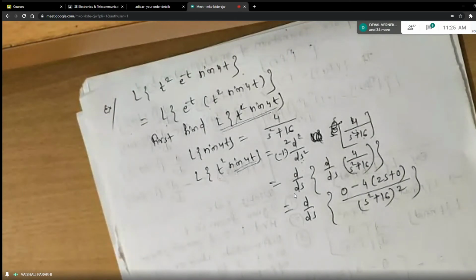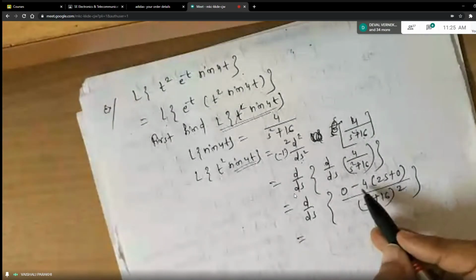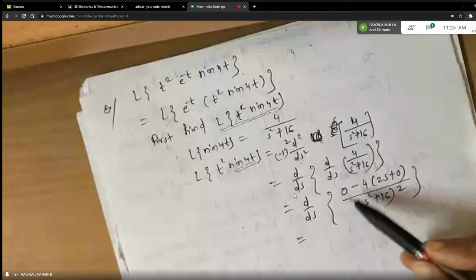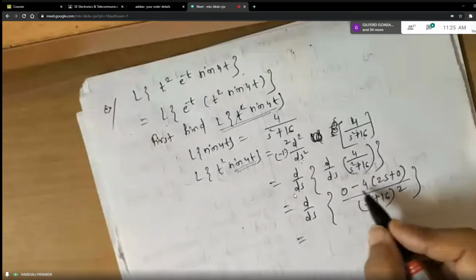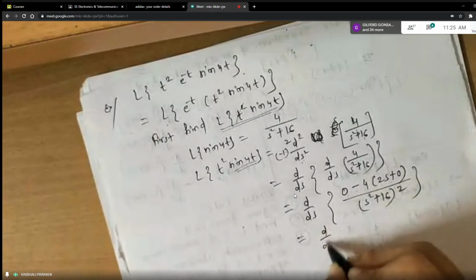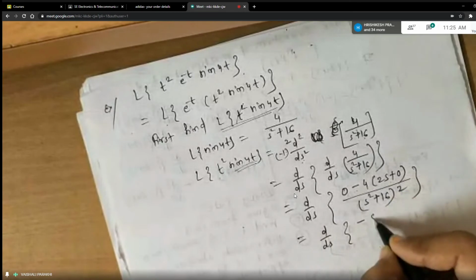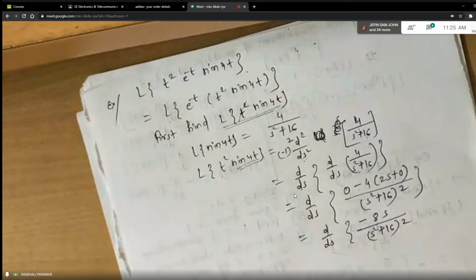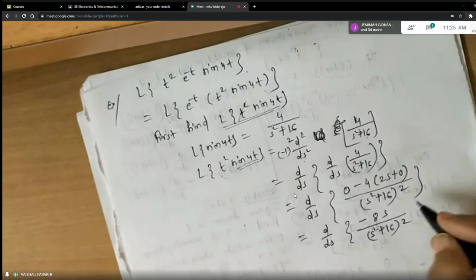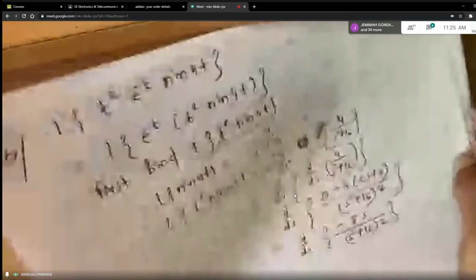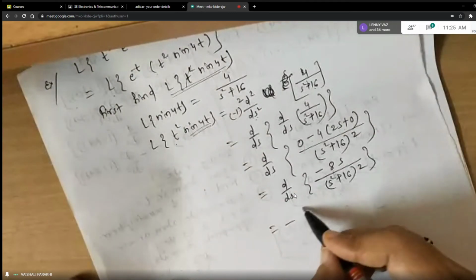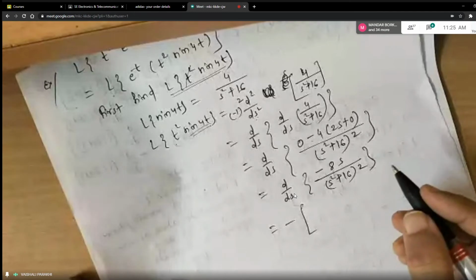The u by v formula is used here. Then here, what is this? This will be minus d by ds of minus 4 times 8s divided by (s square plus 16) the whole square. Correct? Now see students, what you can do is the minus sign you can write out. The minus can be taken out. And then again you can apply the u by v formula.